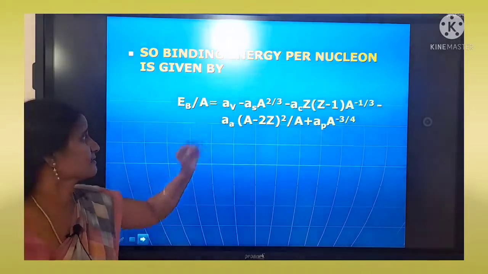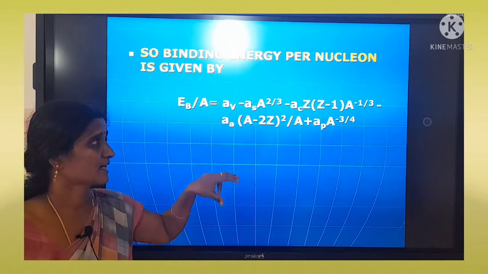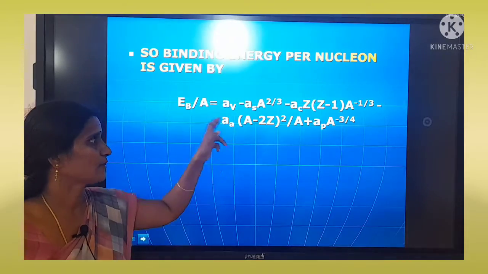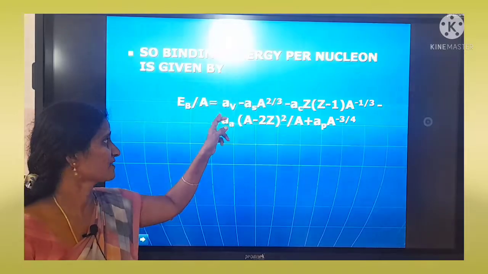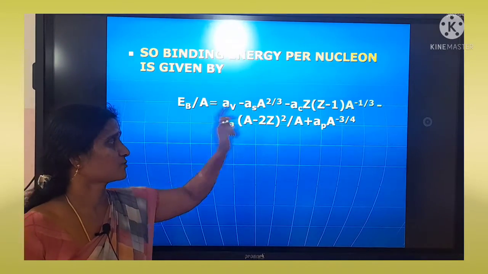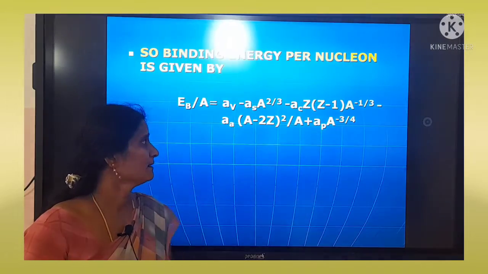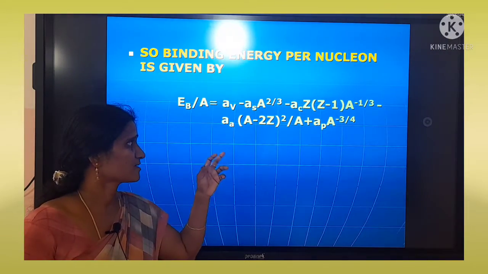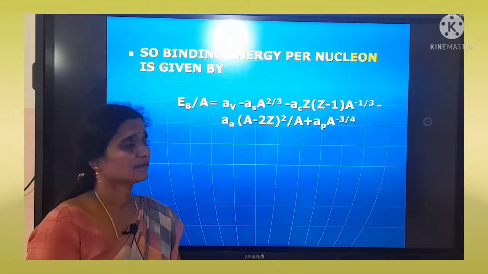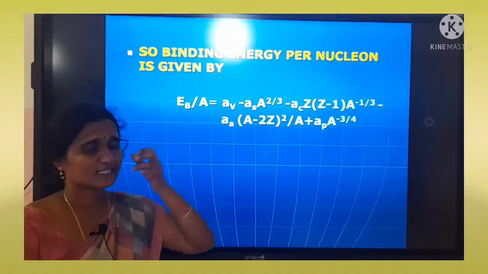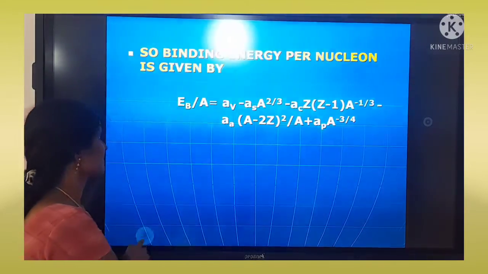So this is represented by the binding energy per nucleon. When we substitute all these values we already calculated, we get E_B by A is equal to A_B A minus A_S A power 2 by 3 minus A_C Z into Z minus 1 A power minus 1 by 3 minus A_A into A minus 2Z whole squared by A plus A_P A power minus 3 by 4. Using these relations, we can find the nuclear binding energy.